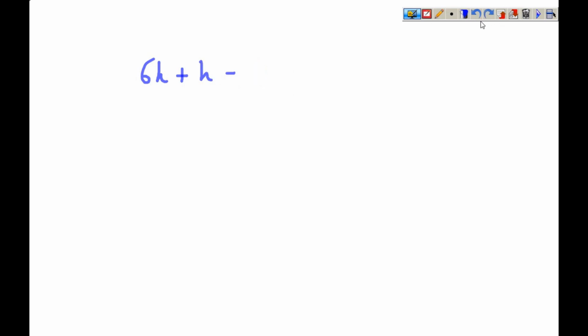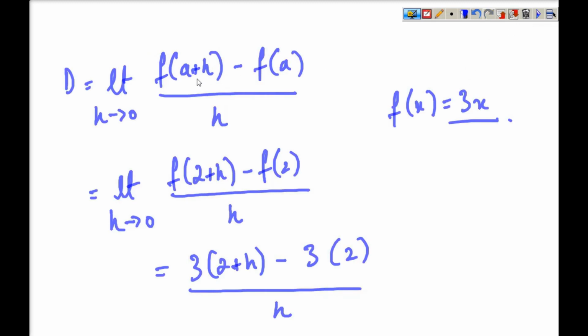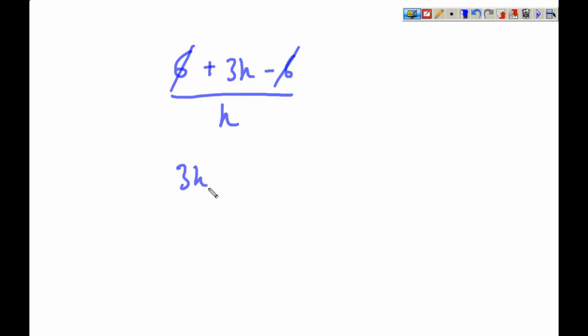So we have 6 plus 3h minus 6, divided by h. So 6 and 6 will get cancelled, so we're left with 3h by h. Applying the limit as h approaches 0, h and h cancel, so we are left with 3. So the derivative of the function is 3 at the point x equals 2.